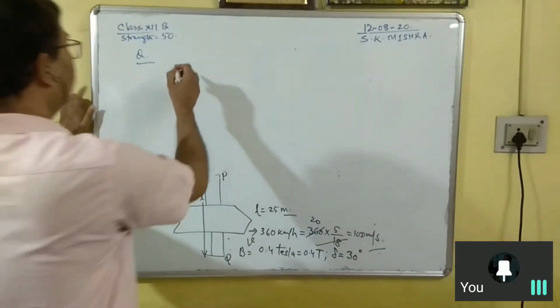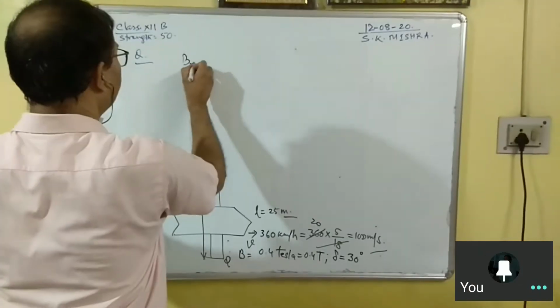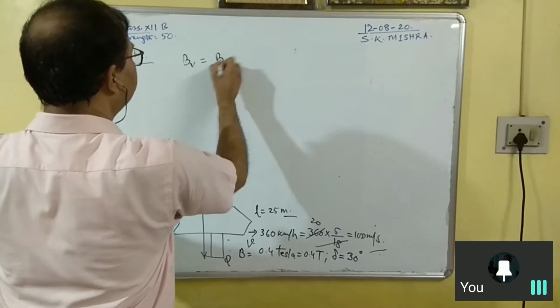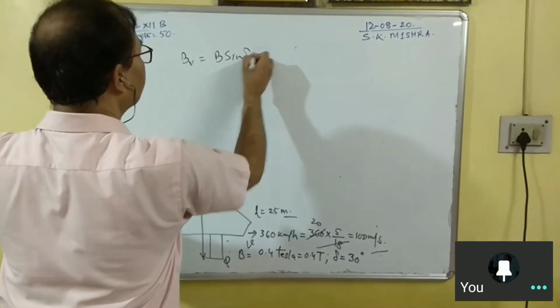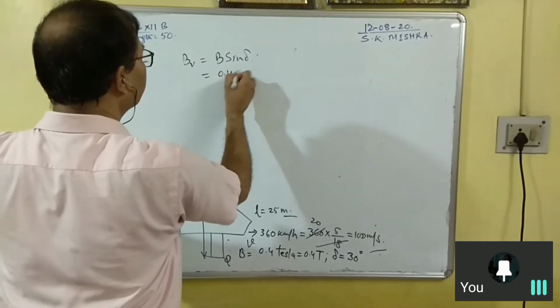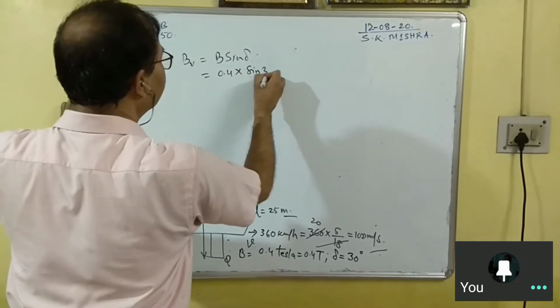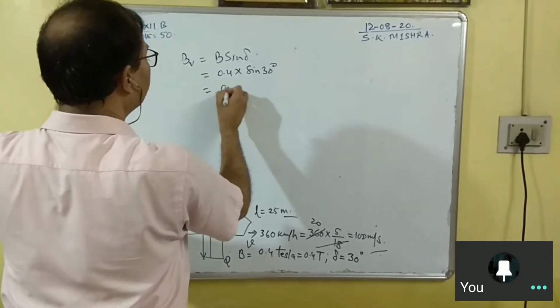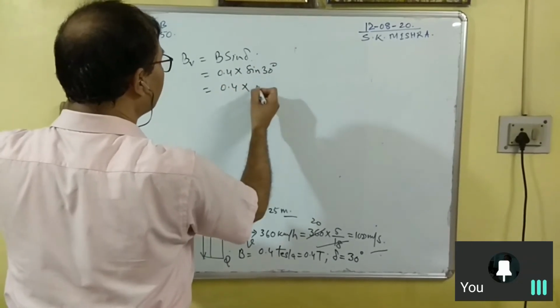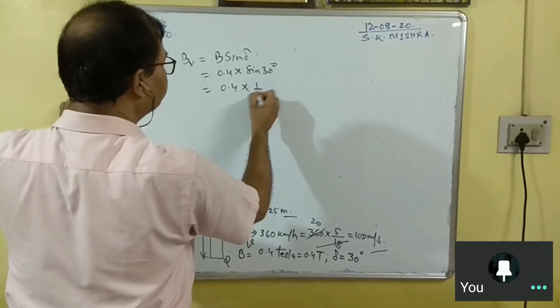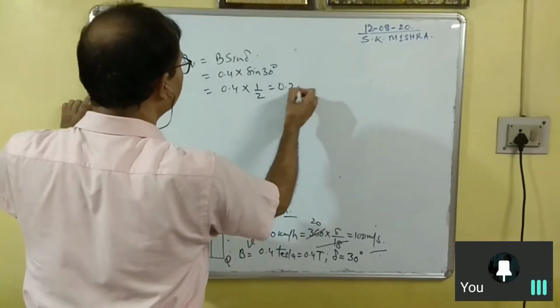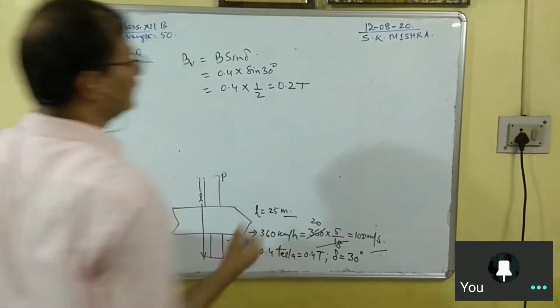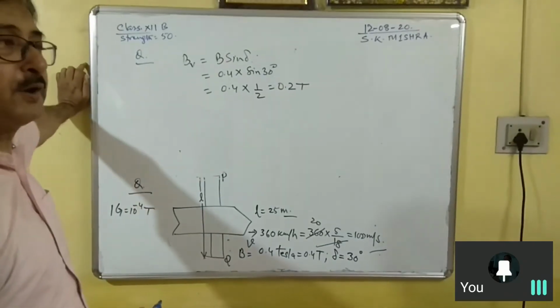Vertical component BV is how much? That is B sine delta. Okay, B is given to you. Sine delta is sine 30 degree. So 0.4 into sine 30 degree is how much? Half. So it's 0.2 Tesla is the vertical component of magnetic field.